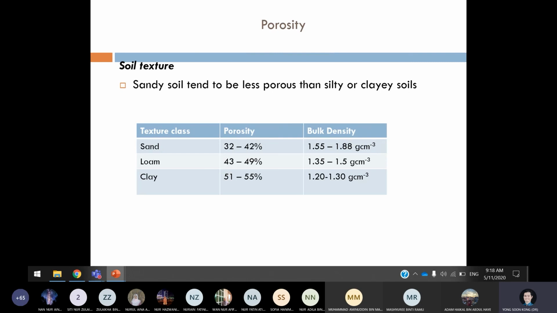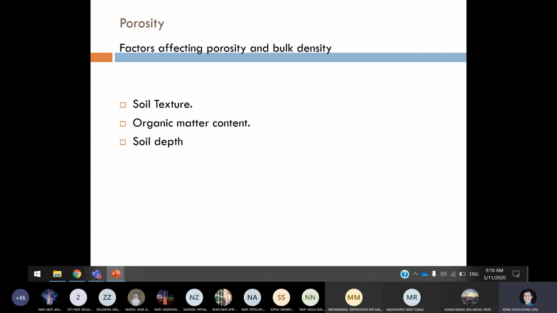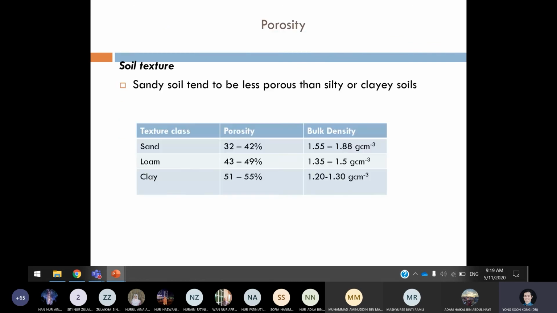Let me see if there's a slide there. So the first one is soil texture. The next ones are organic matter and soil depth. I think in the explanation earlier, I already covered how texture and organic matter affect porosity, so I won't go back into that. Possibly I'll explain according to soil depth later. So as you can see right here, sandy soil tends to be less porous than silty and clayey soil.